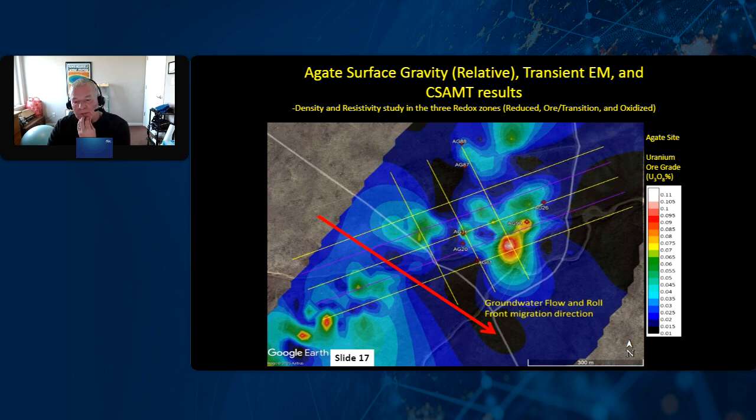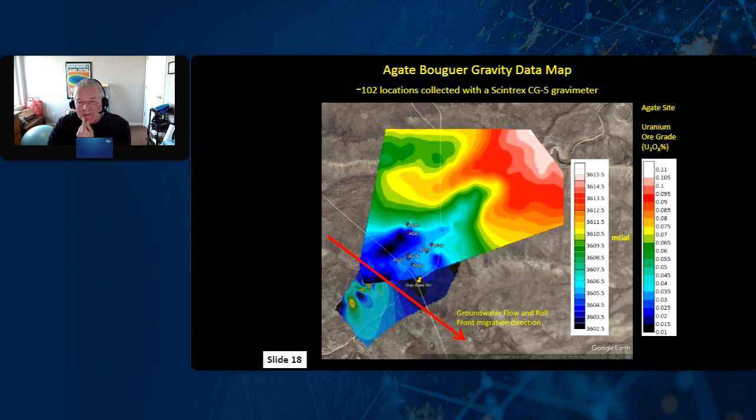Now, just to throw other methods at the problem, especially because this is relatively shallow, let's talk really quickly about gravity or relative gravity, transient electromagnetics, and controlled source magnetotellurics. The idea here is to get ideas about density and resistivity in those three geochemical cells or redox zones. So basically, we don't have time to step through everything, but we'll go.